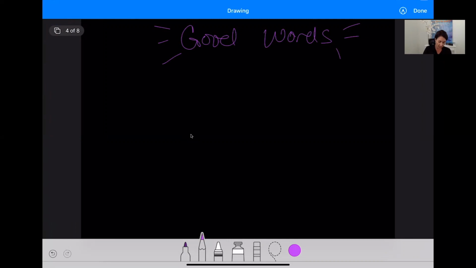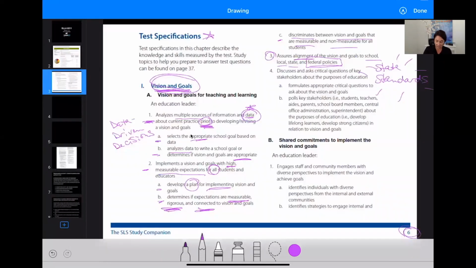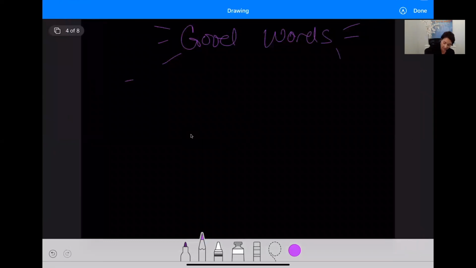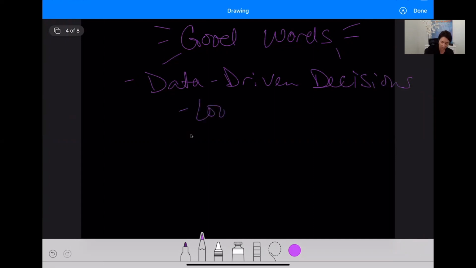Now, if we go back to the test specifications, you can see that the first set of good words that I talked about was data-driven decision-making or data-driven decisions. So let's make that on our list: data-driven decisions. And remember, this is going to be done first. So you're going to look at the data first, okay? Always looking at the data first.